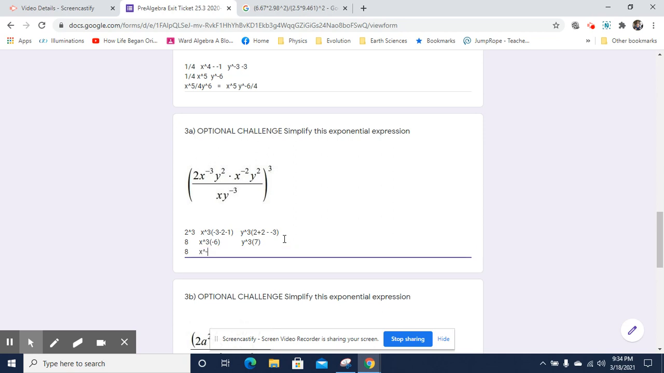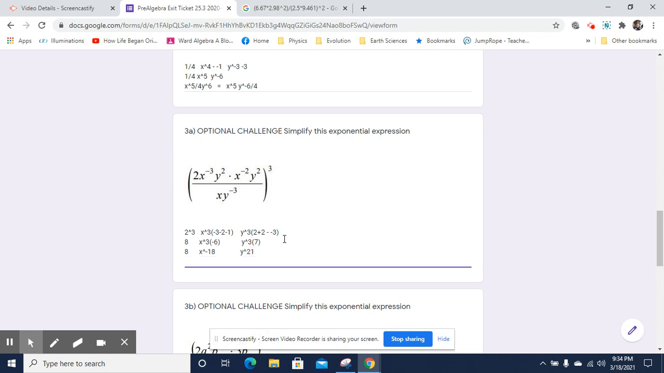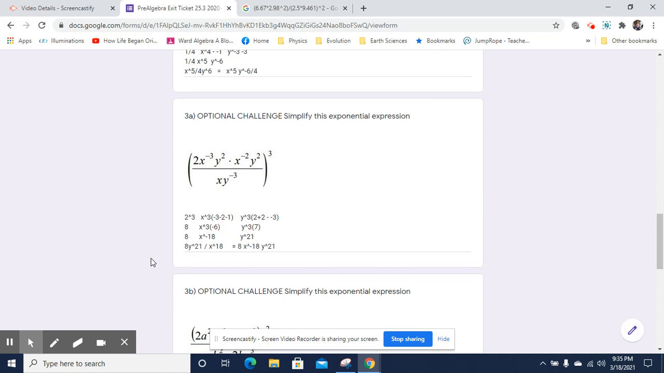x to the negative 18th power, because that's 3 times negative 6. And y to the 21st power. And I'll put it all together. I'll get 8y to the 21st over x to the 18th. Or you might have said 8x to the negative 18th, and then y to the 21st. That would work as well, though the first version is the preferred method by convention.